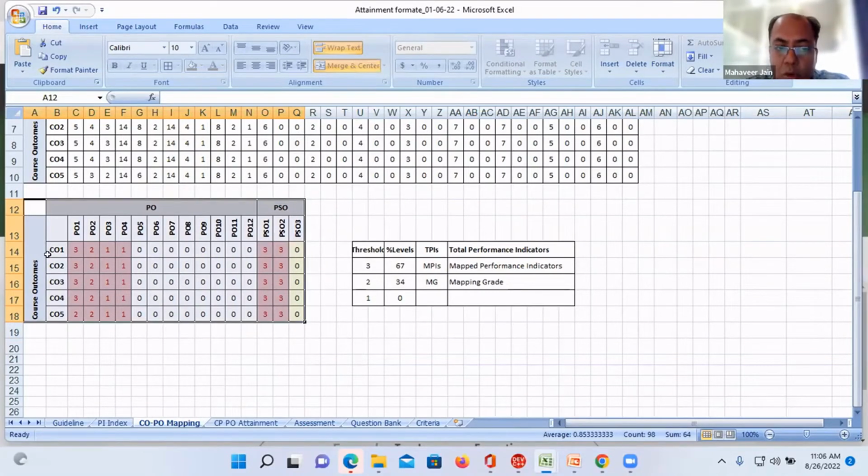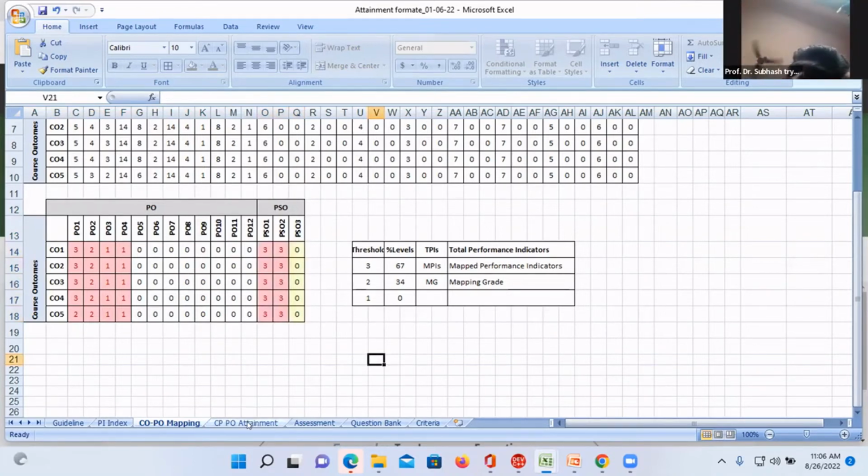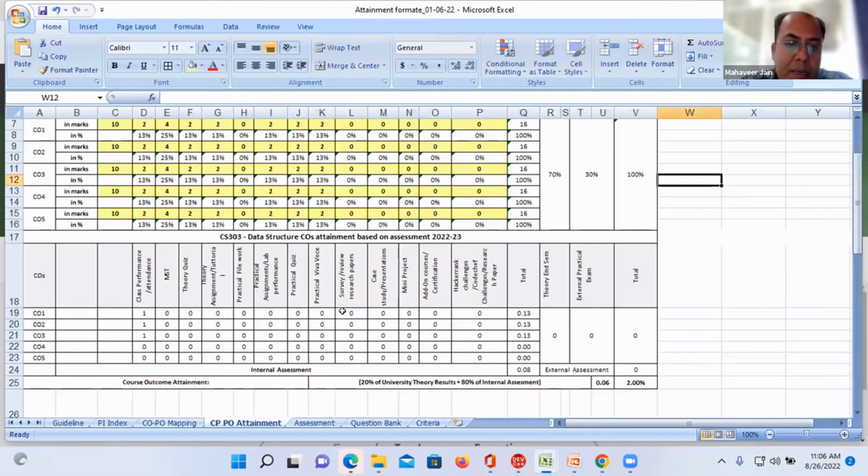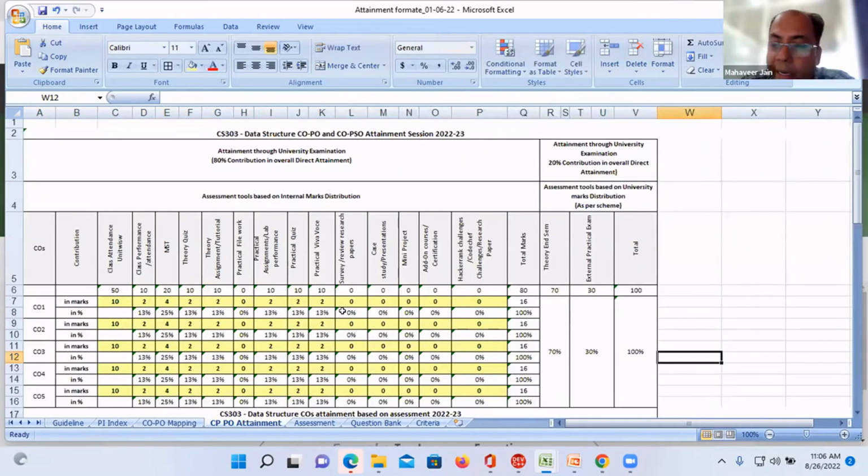It means the CO1 is highly mapped with PO1. It is highly mapped with CO2. It is highly mapped with CO3, CO4. Certainly, it is moderately mapped with CO5. So this is the mapping, and this is the PSO mapping. Am I clear? Yes, sir. Okay. So now moving ahead. After mapping, what we need to do is identify the assessment methods. So this is the next sheet.